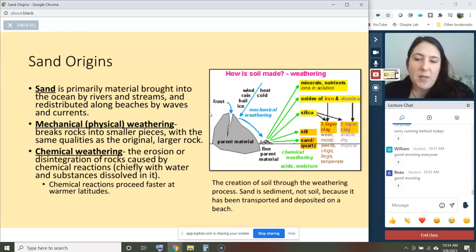And what we get is rocks that are smaller pieces, but they have the same qualities as the original larger rock. So they're just pebbles, right? So that's what mechanical weathering does.